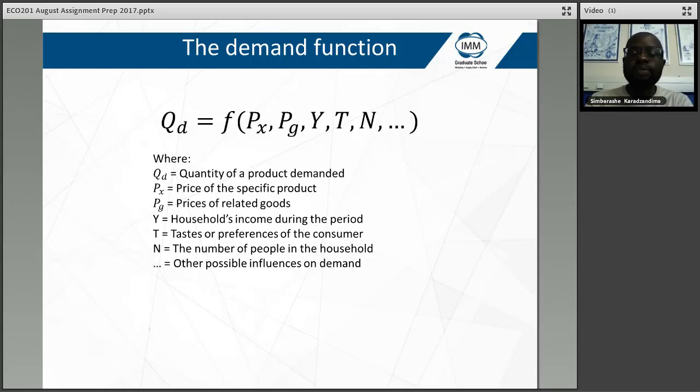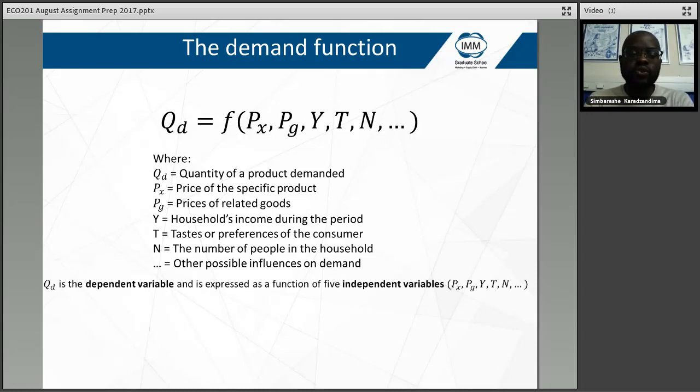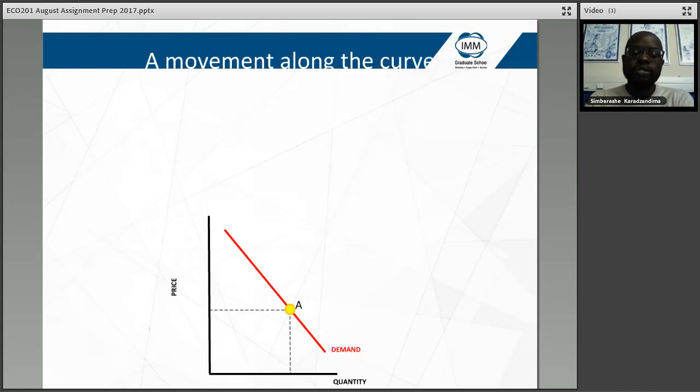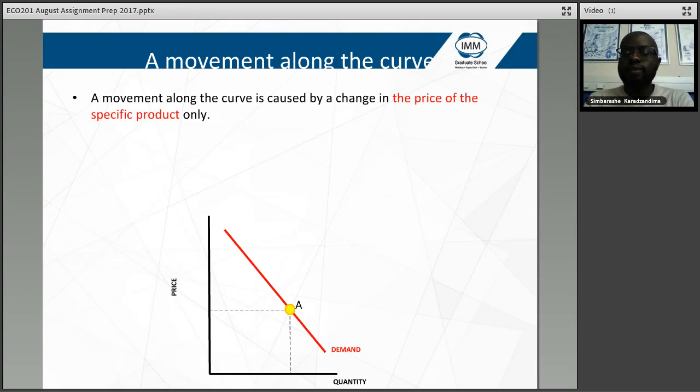Then you have taste and preferences of the consumer, right? If the consumers are preferring a certain product, then the demand is going to increase. If that product is in fashion, it means people are going to buy more of that product, right? Or if it's music that everyone is enjoying, then you're going to find that there's a higher demand for that type of music. The number of people in the household, the more people that we have, the higher the demand, ceteris paribus, holding all other things constant. Then we have other possible influences of demand, for example, seasonality and so forth. Alright.